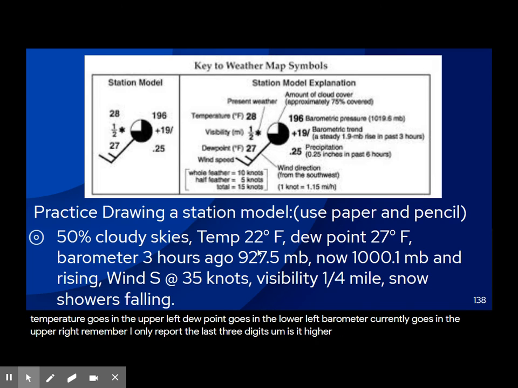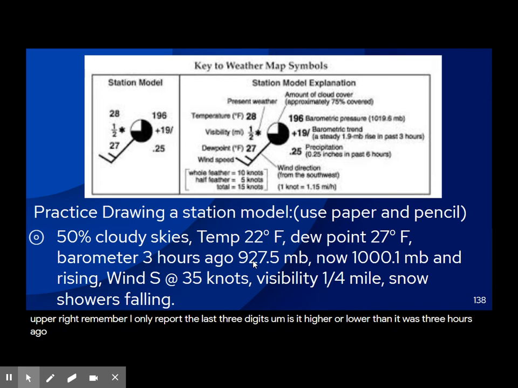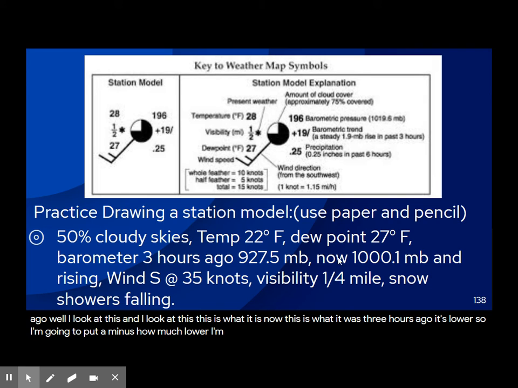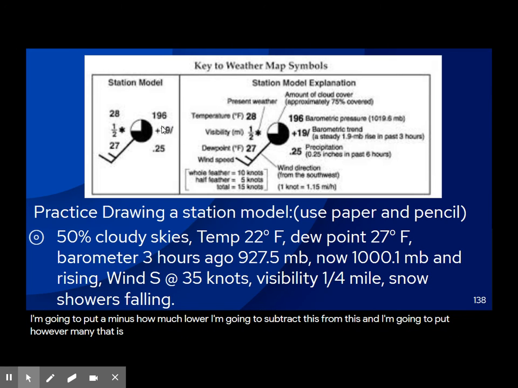Is it higher or lower than it was 3 hours ago? Well, I look at this and I look at this. This is what it is now. This is what it was 3 hours ago. It's lower, so I'm going to put a minus. How much lower? I'm going to subtract this from this. And I'm going to put however many that is. Remember to take your decimal point out. It says it's rising, so I go from the bottom left to the upper right.